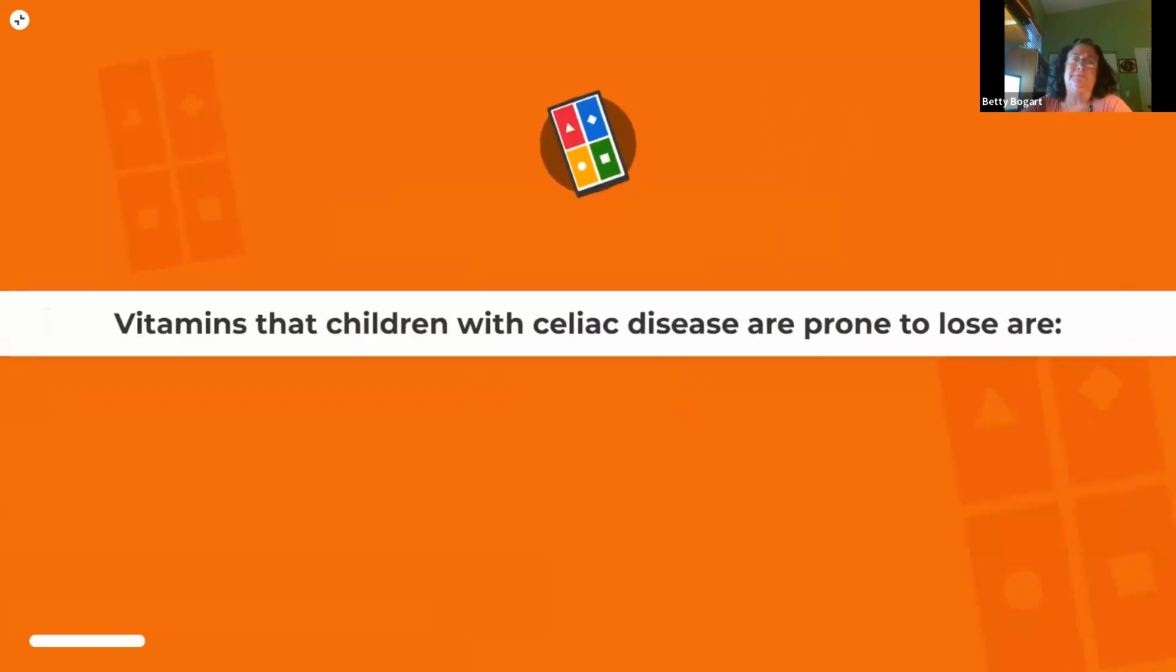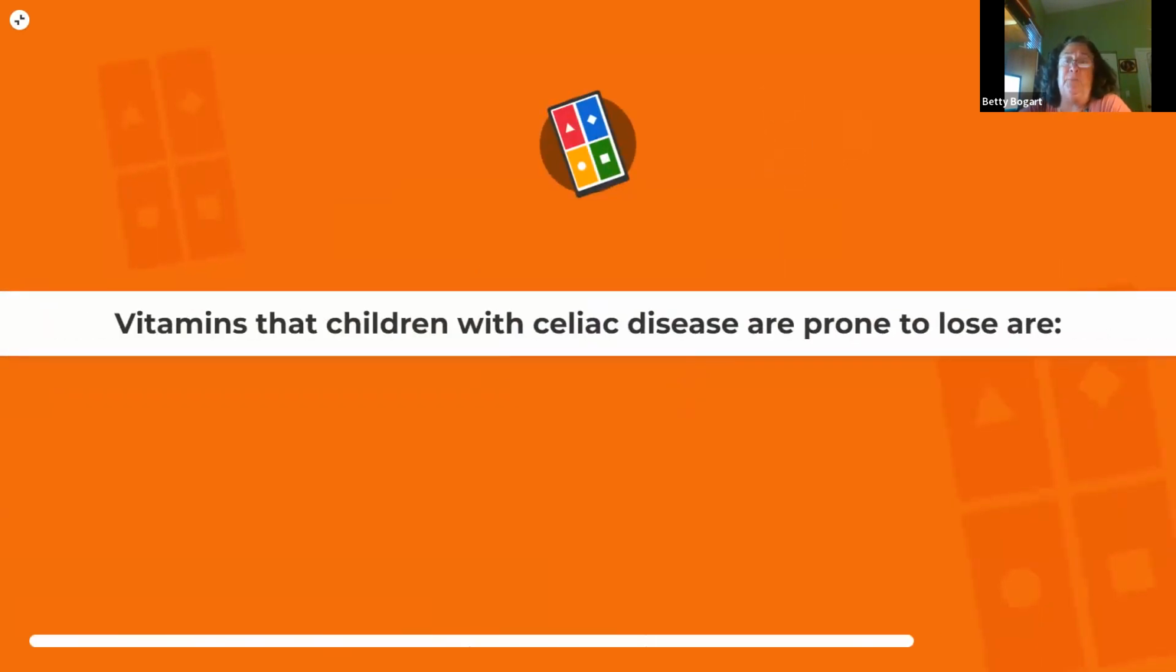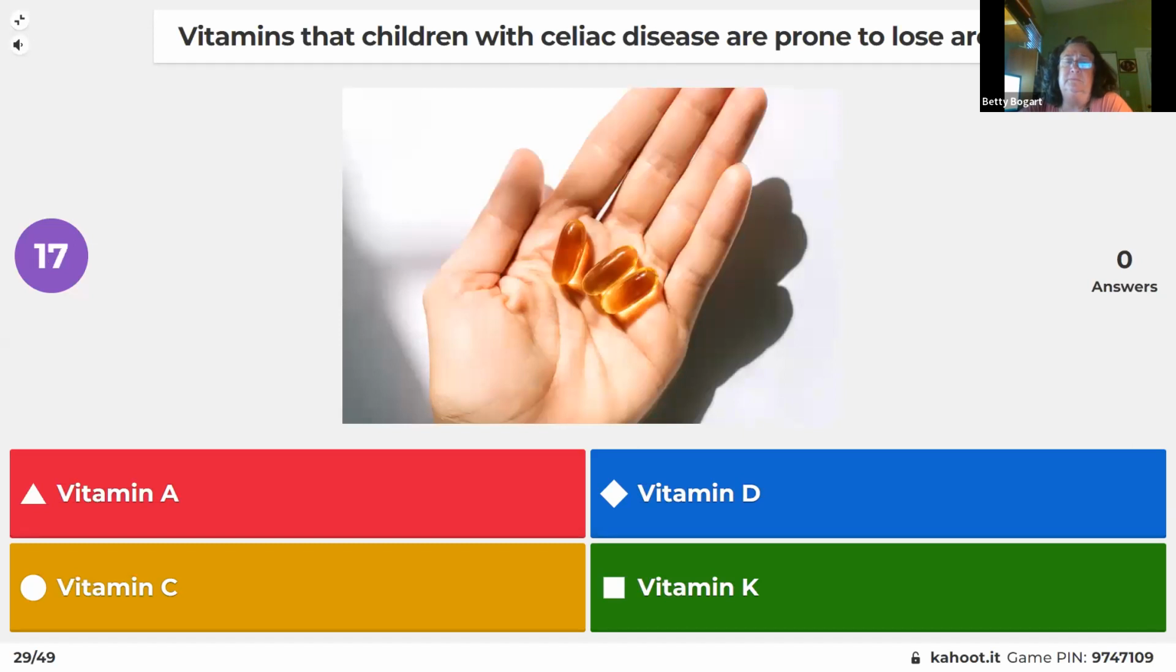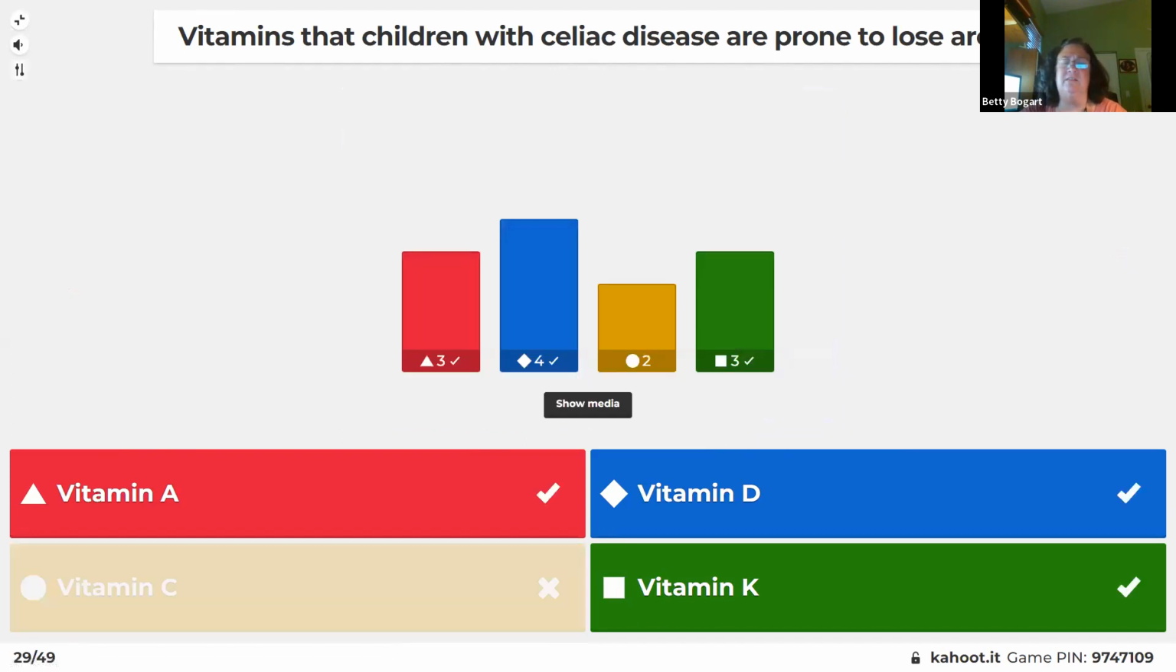A multi-select. Vitamins that children with celiac disease are prone to lose are... So remember, these children have these malodorous stools, and they have abdominal distension. Why? Because they can't tolerate fat, right? So A, D, and K are all fat soluble vitamins. These are the ones that they need to replace. That's why abdominal distension, they don't tolerate fat, and that's why they're losing that.